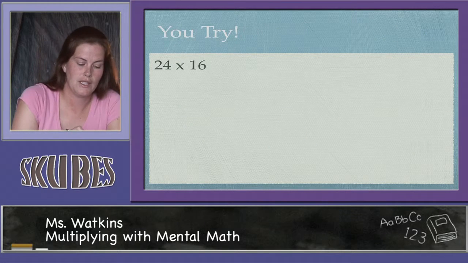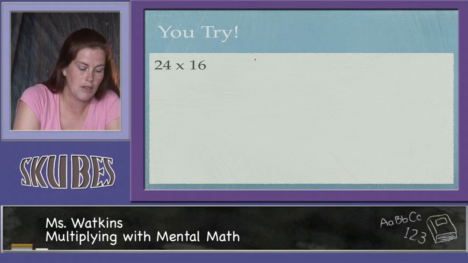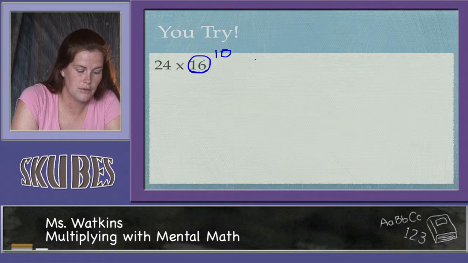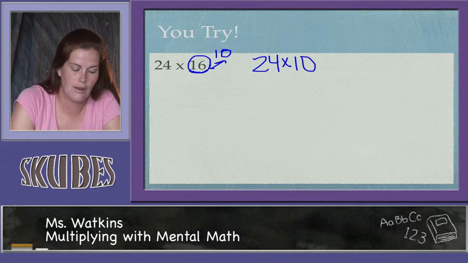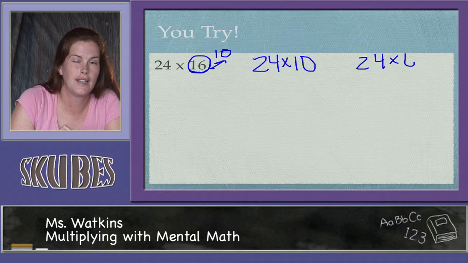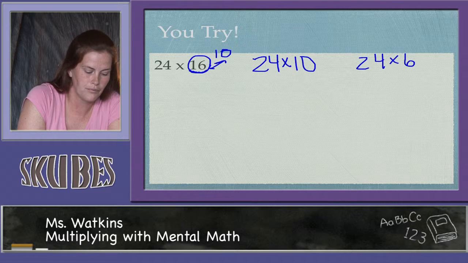All right, so let's practice with this one. We have 24 times 16. I'm going to round 16 to 10. And so I'll have 24 times 10, and the difference between these two is 6. So now I'll do 24 times 6, and I'll have to add those two products together.